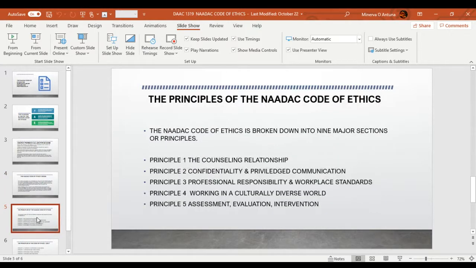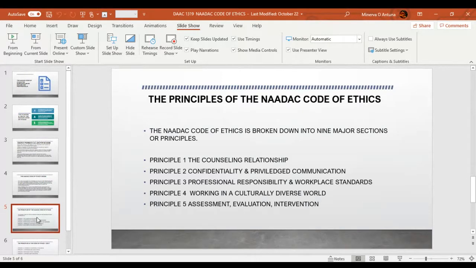And then the principles of the NAADAC Code of Ethics. Well, Smith and Hodges define ethics as human reflecting self-consciously on the act of being a moral being. So they're saying that a human reflecting self-consciously on the act of being a human moral being is what a definition of ethics would be. It implies a process of self-reflection and awareness of how to behave in a moral sense.